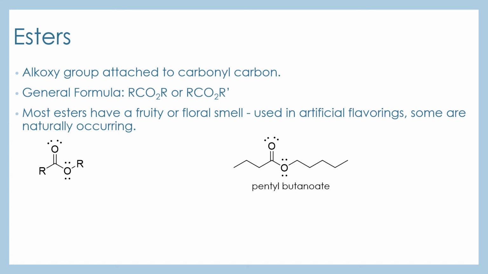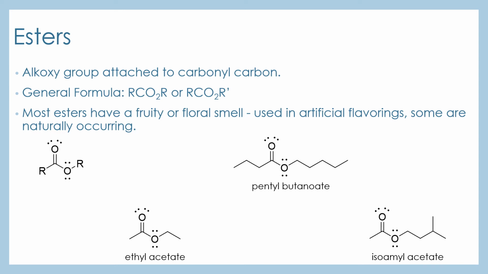So for example, this is pentyl butanoate, and we'll learn how to name all these things later. Here we have ethyl acetate. This is a very common compound that you've probably interacted with plenty of times. And this one is isoamyl acetate.